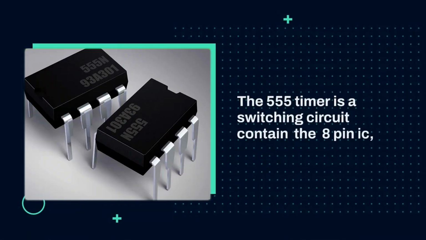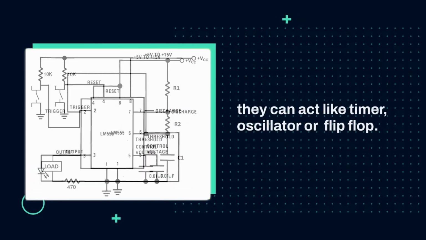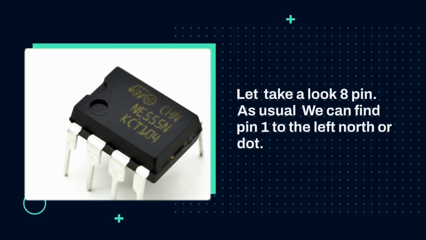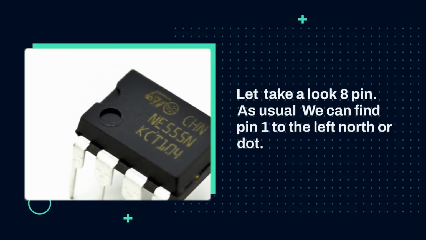The 555 timer is a switching circuit contained in an 8-pin IC. It can act like a timer, oscillator or flip-flop. Let's take a look. 8-pin. As usual, we can find pin 1 to the left of the notch or dot.